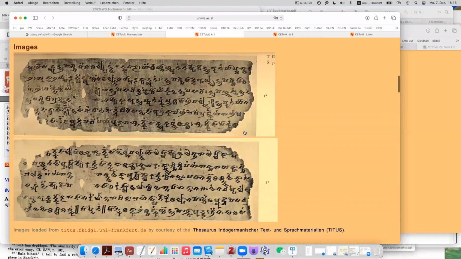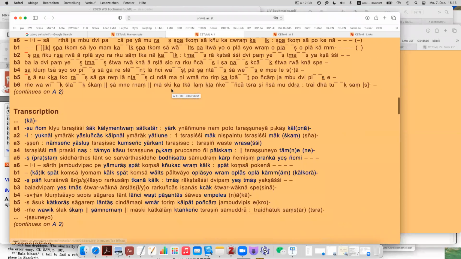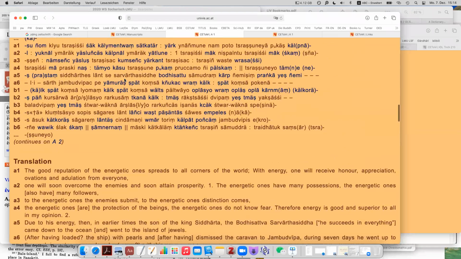And you also have the fragment here. You also have the photo here. So this is basically what we are going to read. I think we have explained some words last time.